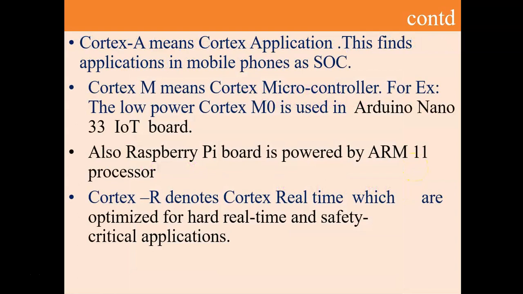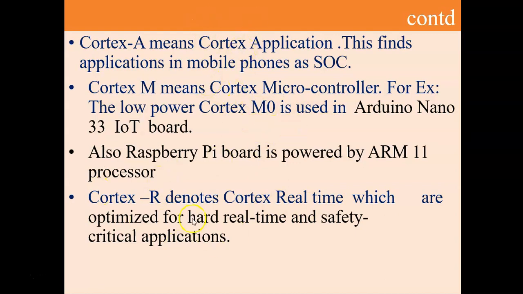What are these? Cortex A means cortex application. So this finds application in mobile phones in the form of SoC, I have told you. Cortex M means cortex microcontroller. For example, the low power cortex M0 series is used in the Arduino Nano IoT board. Most of the students may be familiar with Arduino boards, but many of you may not be in a position to say what is the microcontroller in the Arduino board. Many people say Arduino controller. No, it is cortex M0 processor or controller. Similarly, most of you might have heard about this Raspberry Pi board, very popular, started by BBC England. So this contains ARM11 processors.